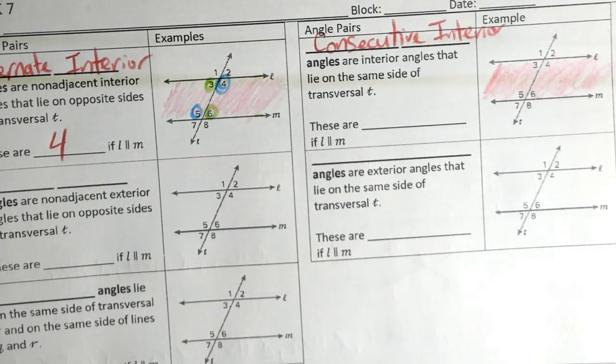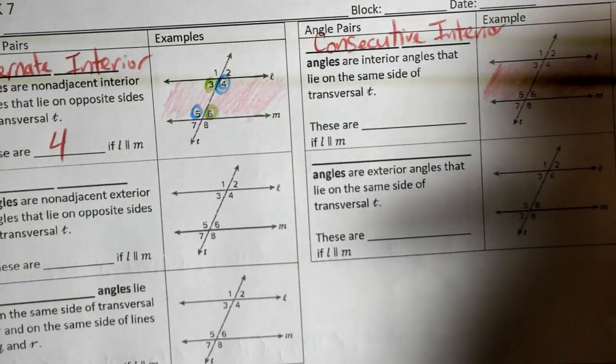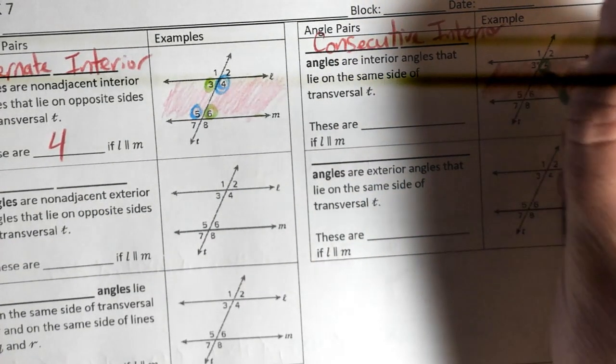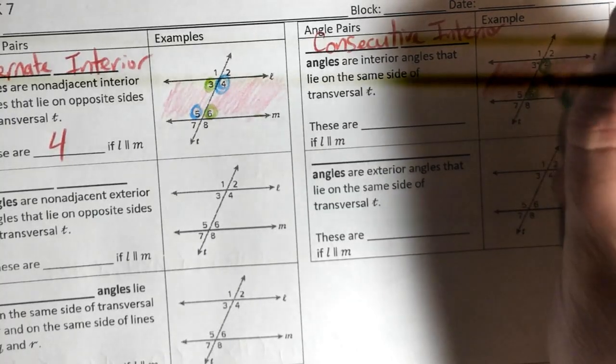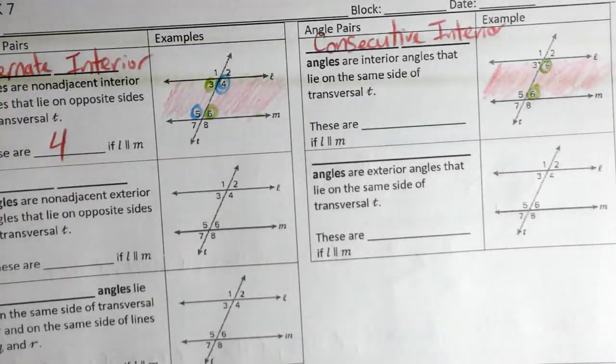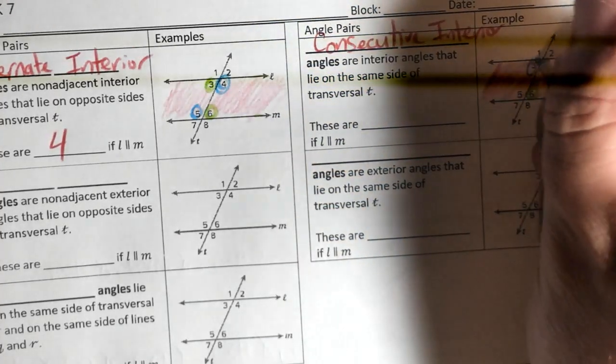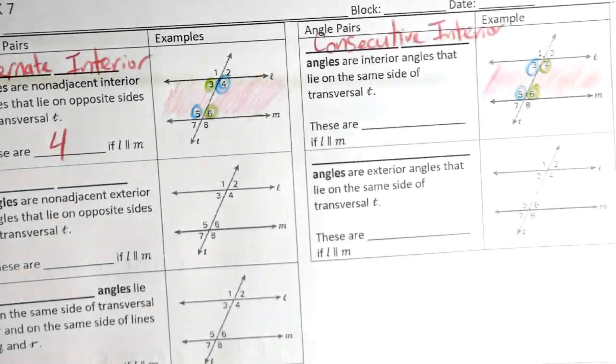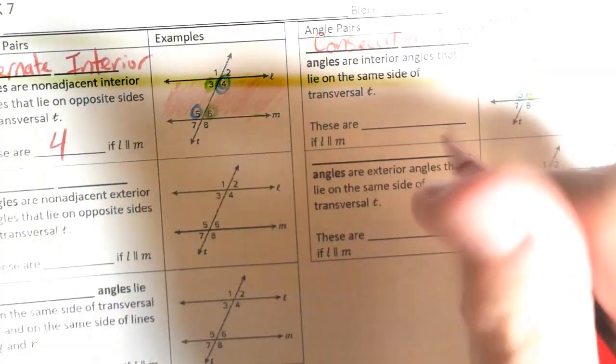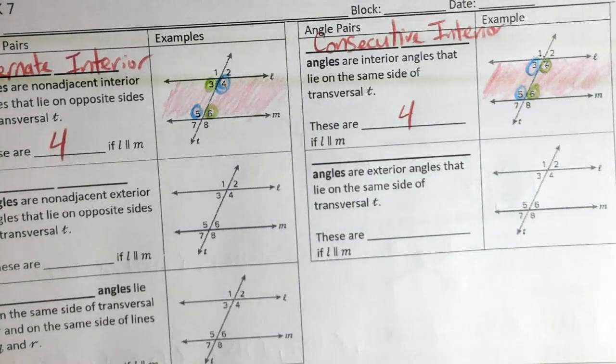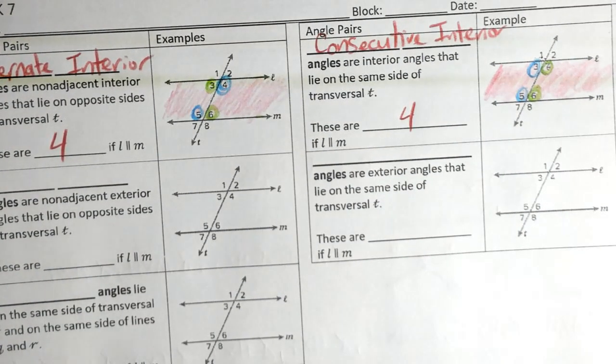All right, so consecutive interior angles are interior angles, so inside L and M, that lie on the same side of transversal T. So in this case, 4 and 6, they're right across from each other. 3 and 5. There are 4 of these if L is parallel to M.